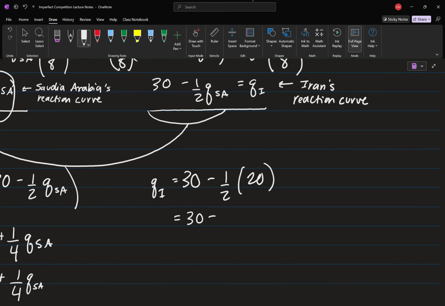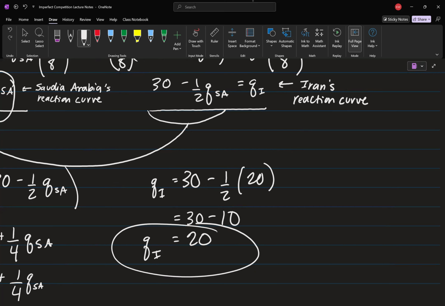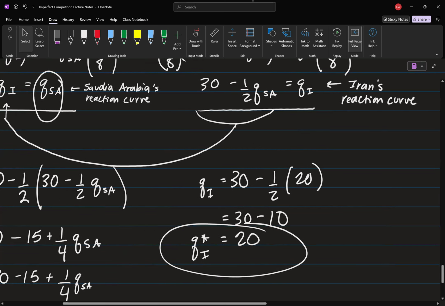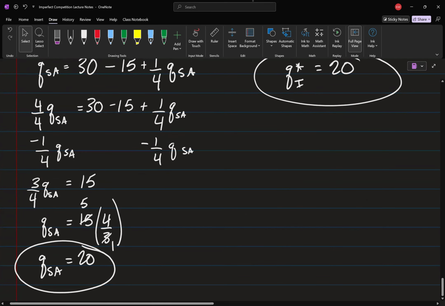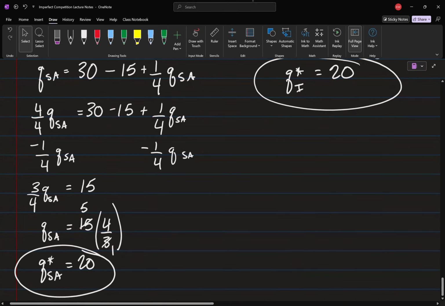Simplifying, we get 30 minus 10. And so, Iran's output is going to be just the same as Saudi Arabia's at 20 million barrels, right? Which is what we predicted from that graph in the previous slide. Right. So we found the amount produced by each firm, and it is 20 million barrels of oil.